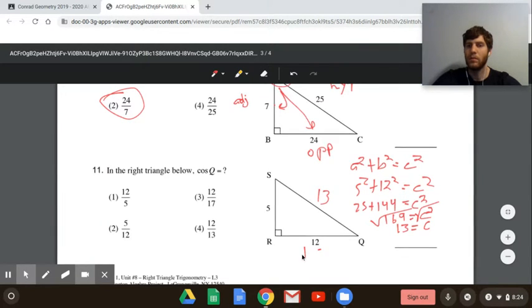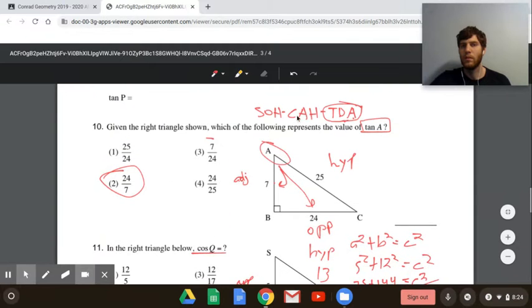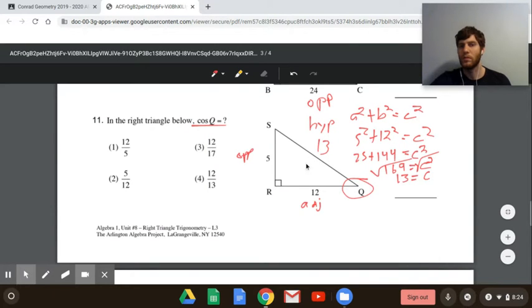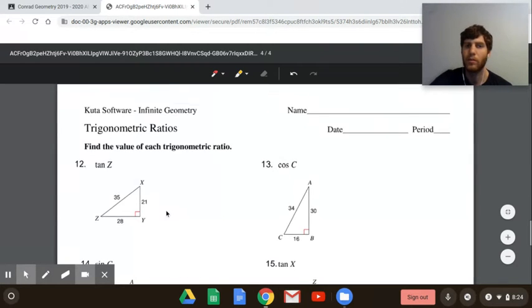All right, and then now we can do exactly what we did for number 10. Label your hypotenuse. Right, this side's your hypotenuse. We're looking at Q, right, across from it is opposite, next to it is adjacent, right, and then cosine, right? Cosine would be this one, would be adjacent over hypotenuse. So adjacent is 12, hypotenuse is 13. So it's going to be 12 over 13. Okay, and I believe the last ones are just simply practice, write the ratios.